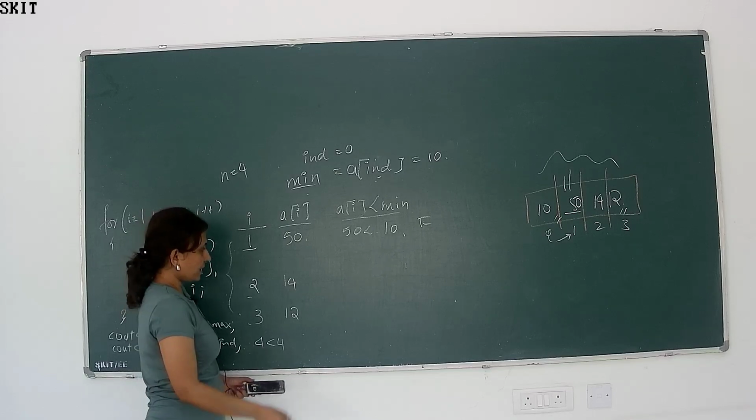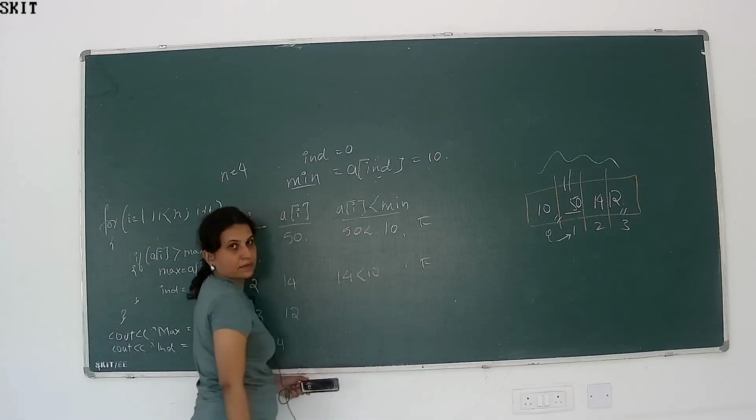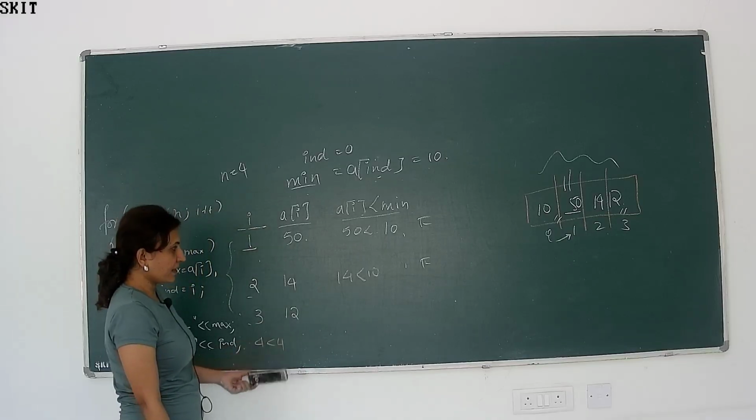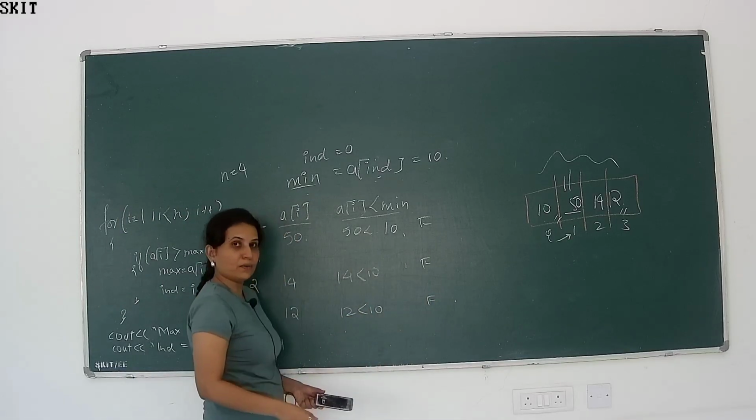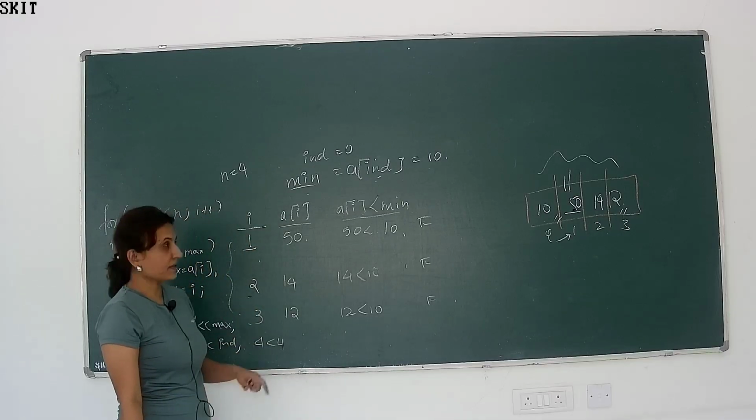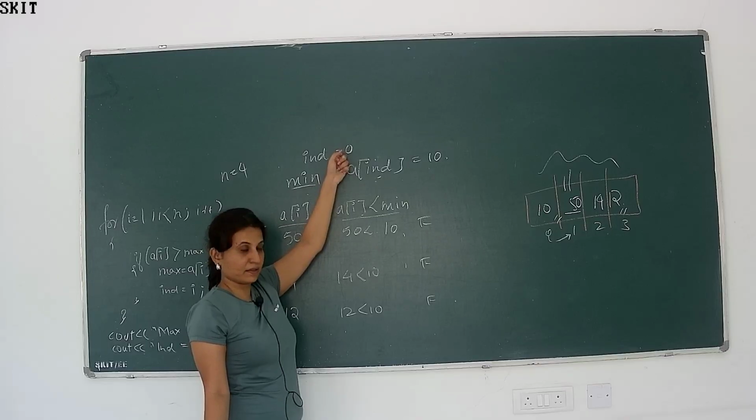We are going to come to 14. Is 14 less than 10? False. Next, you will come to 12. Is 12 less than 10? False. When you come out, 4 less than 4 is false. When you come out, minimum is equal to 10. Index at which one? At 0.